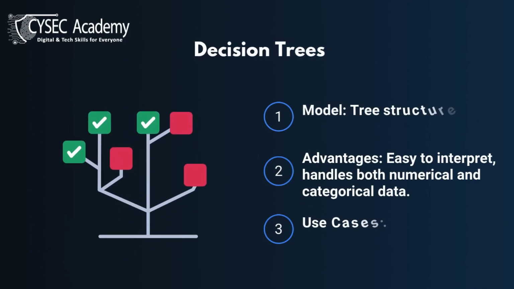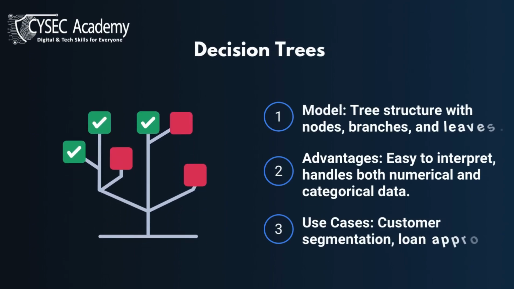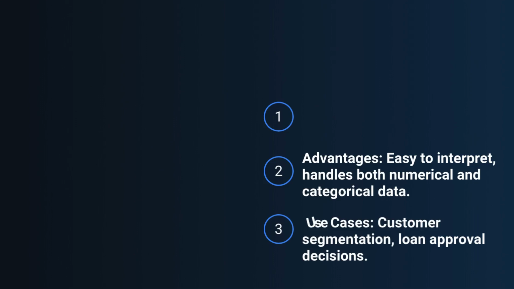3. Decision trees. Decision trees model decisions and outcomes using a tree structure for classification and regression. Key aspects include: 1. Model. Tree structure with nodes, branches, and leaves. 2. Advantages. Easy to interpret, handles both numerical and categorical data. 3. Use cases. Customer segmentation, loan approval decisions.